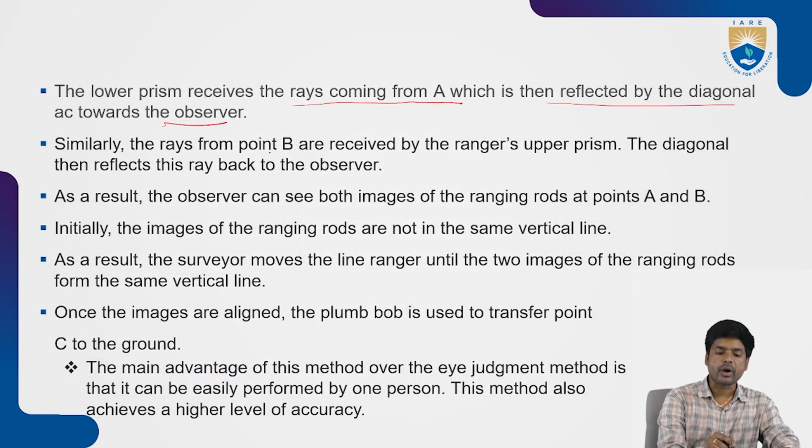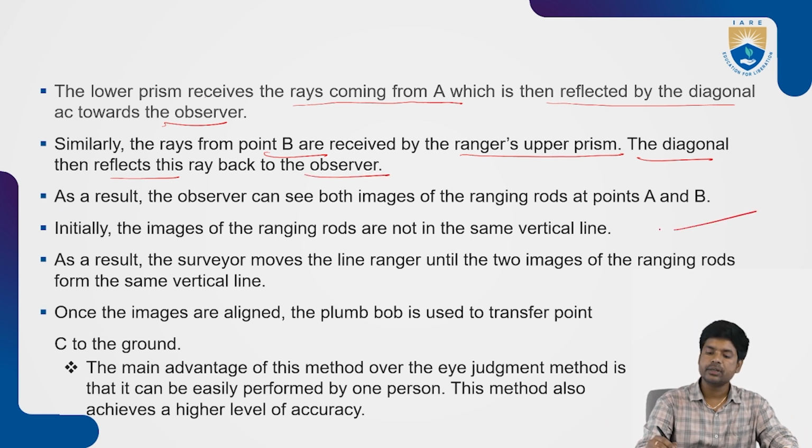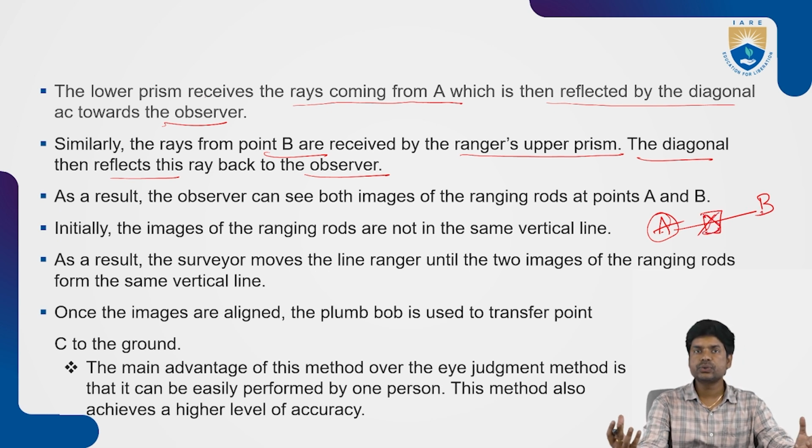Similarly, the rays from point B are received by the ranger's upper prism. The diagonal then reflects the ray back to the observer. So from both positions, point A and point B, we are going to see these ranging rods in the prisms. Point A will be seen in the lower prism and point B will be seen in the upper prism, and these two visuals can be seen by the observer standing near the line ranger.